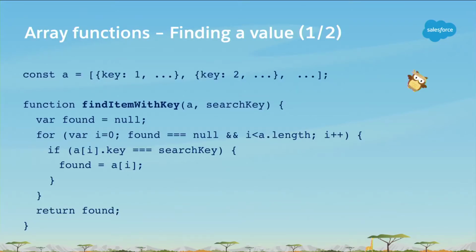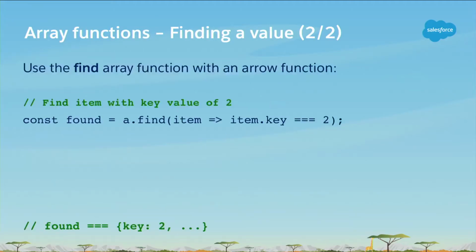Here I declare an array A with a list of objects, and each of these objects have a key, 1, 2, 3, 4, 5, etc. And to find an object within this array of objects, I need to call this function findItemWithKey. So I have to write all of this. There's a good chance that I make a mistake in my iteration, that I make a mistake in my check, but I don't write efficient code. So what can I do?